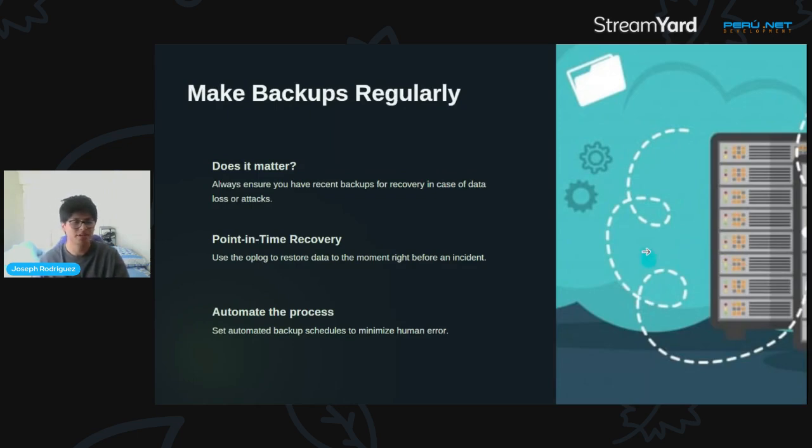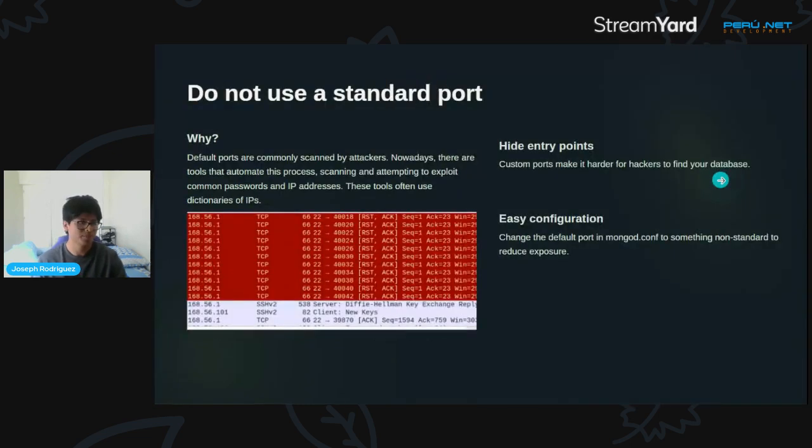Okay, the backups. Regular backups are crucial for recovering from attacks or data loss. Use point-in-time recovery to restore data to the exact moment before an issue. Automating backups ensures consistent protection, and it's a practice that everyone should be doing by now in 2025.